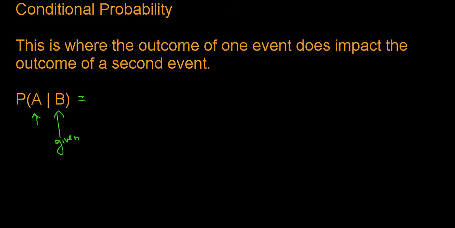So the formula to find conditional probability is a really easy formula. On top, you find the probability of A and B. And on the bottom, you divide this by the probability of the condition B. So it's a really easy formula, also given to you on the AP Stats formula sheet.